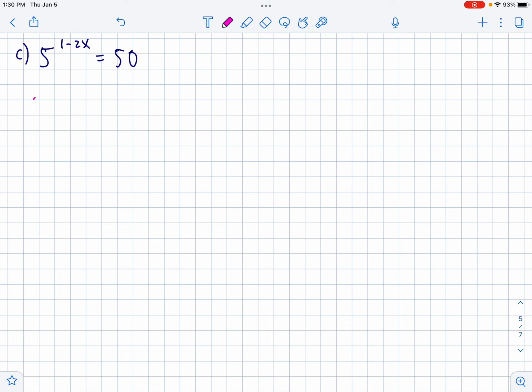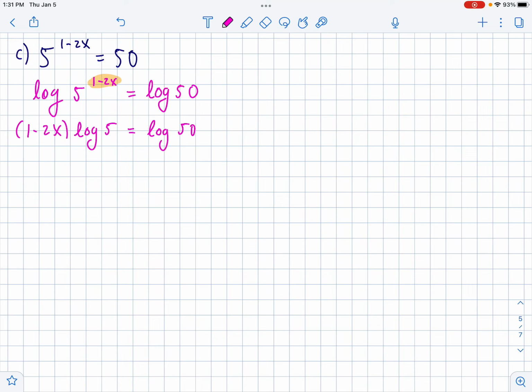Next up, same process. Log both sides. Bring the power out in front. So you get 1 minus 2x times log 5 is equal to log 50. Divide both sides by log 5. So we get 1 minus 2x is equal to log 50 over log 5. Subtract 1 from both sides.